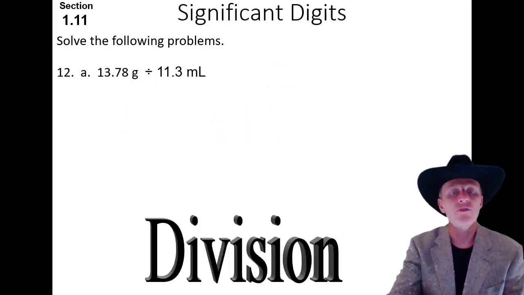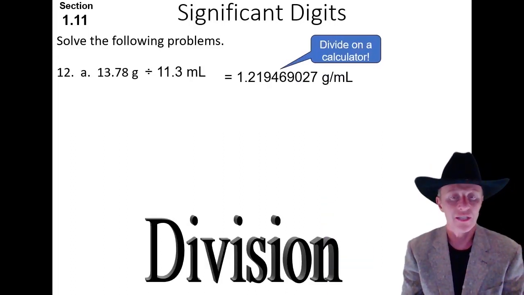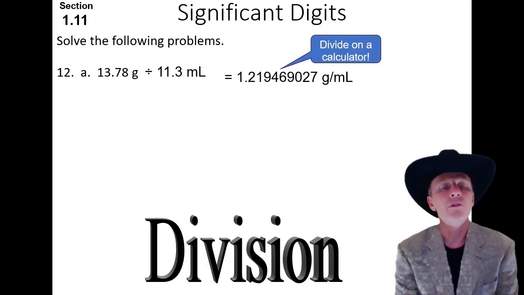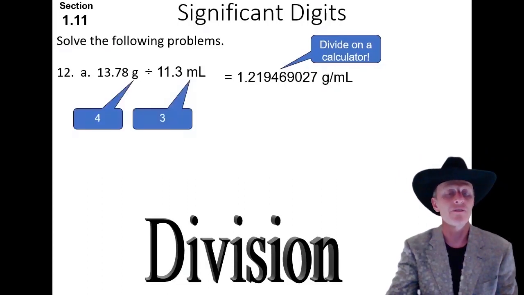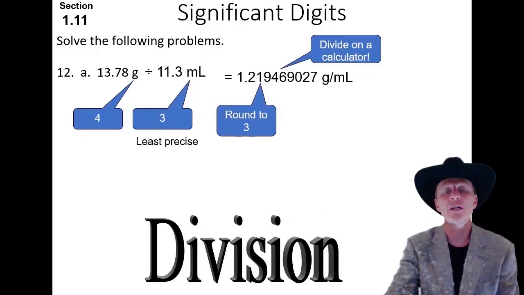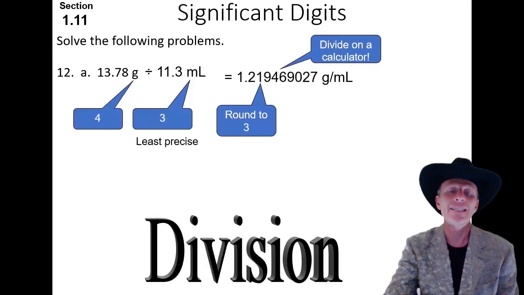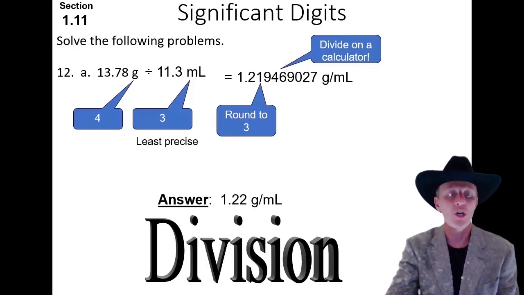Let's try one more, division this time. So again, go straight to your calculator, get it on the display, fills the screen. What do you write down as your answer? What do you round it to? Well, we got 4 in our first measurement, and we got 3 in our second measurement. So in our answer, we got to count 3 in from the left. So the 1, the 2, and the 1. We're stopping on a 1. We want that many digits. So we got to round to that spot because the 9 is next. We go 1.22. Notice the units on this, grams per milliliter.